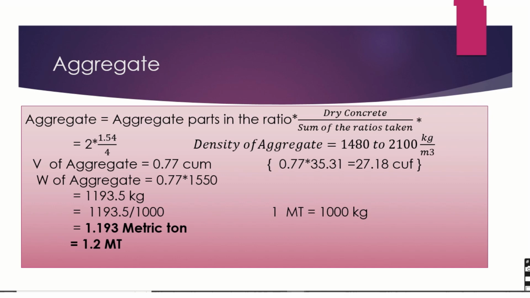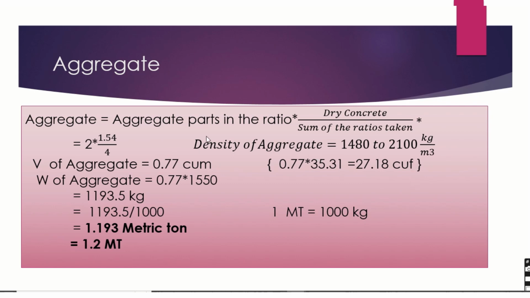Now first we need to calculate the volume of aggregate. After multiplying this we got 0.77 meter cube. So this is the volume of aggregate that we require in cubic meter. If we need to calculate in cubic feet, because it is required in some locations, we multiply this cubic meter by 35.31, and we get 27.18 cubic feet. So this is the volume of aggregate in cubic meter and cubic feet.